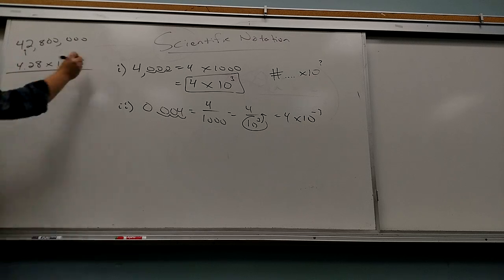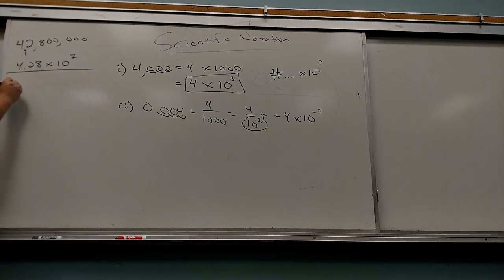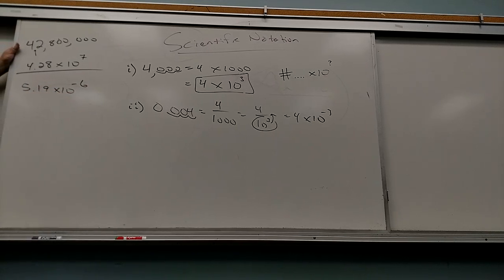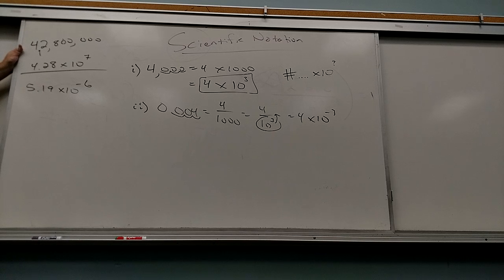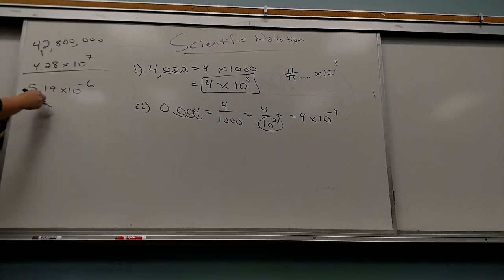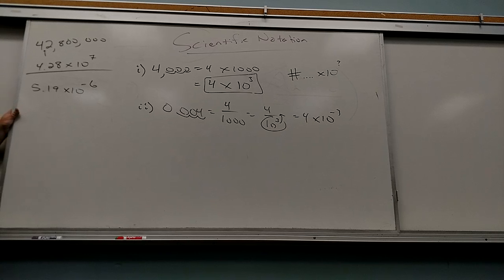So what if I went the other way? What if I have 5.19 times 10 to the negative 6th? Do I want to make it small or big? Small. So Jeff is like, good, I move it that way. Whatever way that is, doesn't matter that it's left. I just make it small.